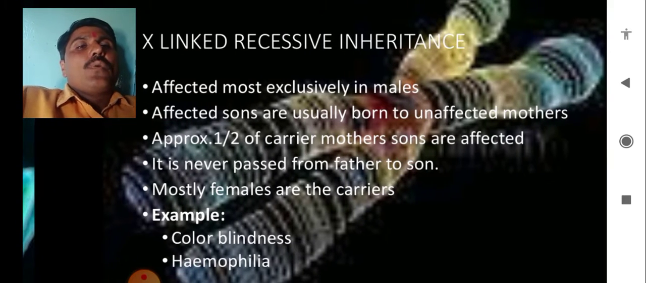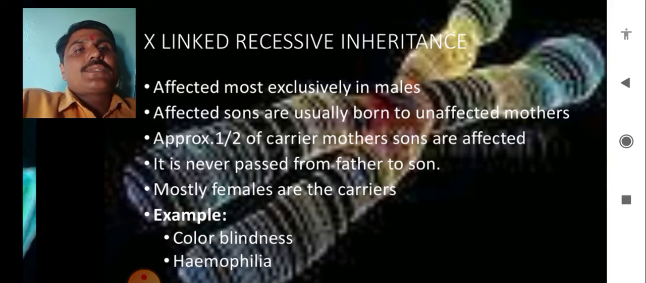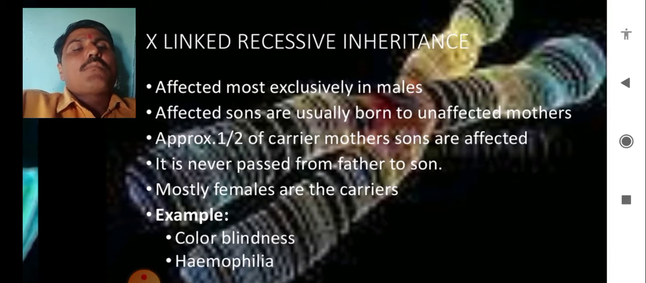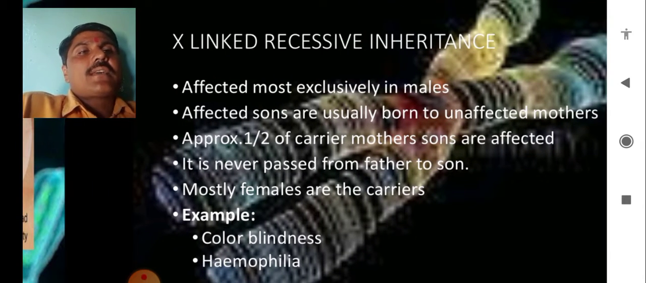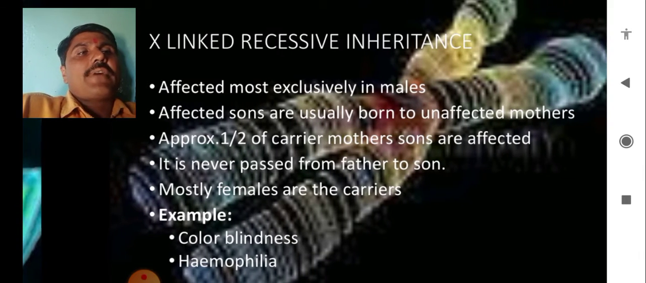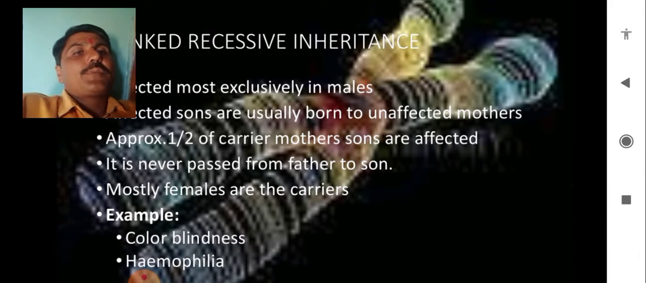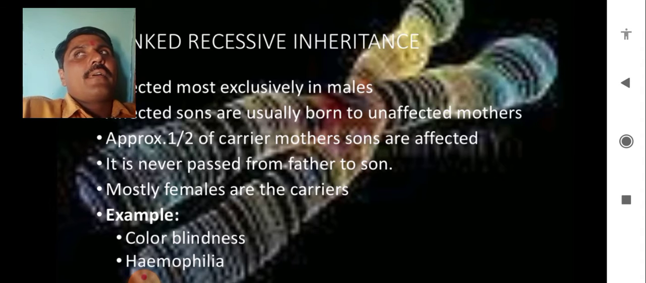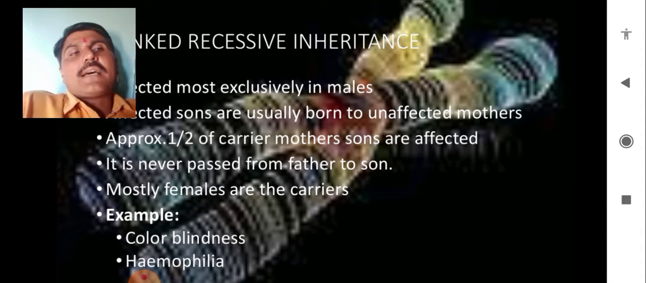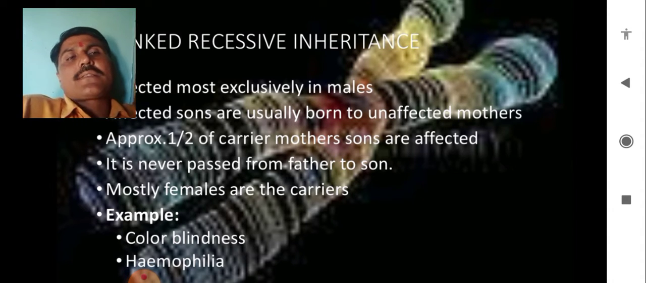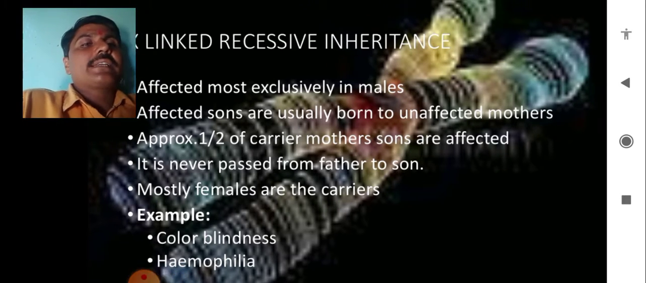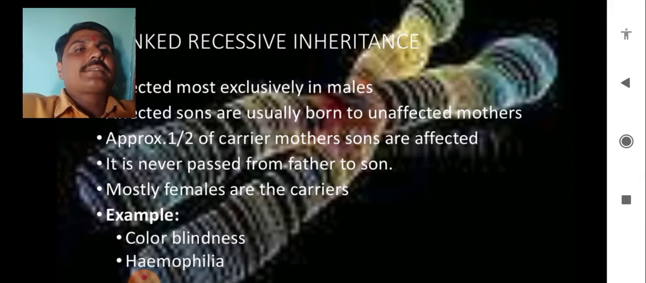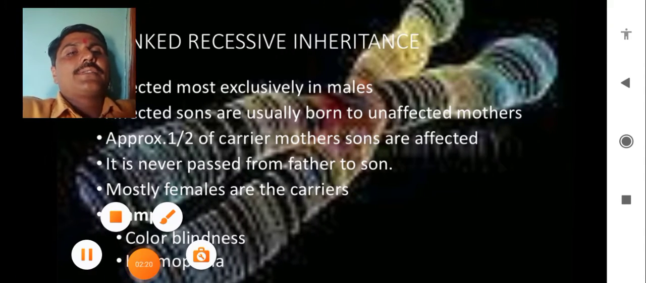While studying X-linked recessive inheritance, it affects mostly males. Affected sons are usually born to unaffected mothers. Approximately 1 in 2 of a carrier mother's sons are affected. It is never passed from father to son. Mostly females are the carriers in X-linked recessive inheritance.